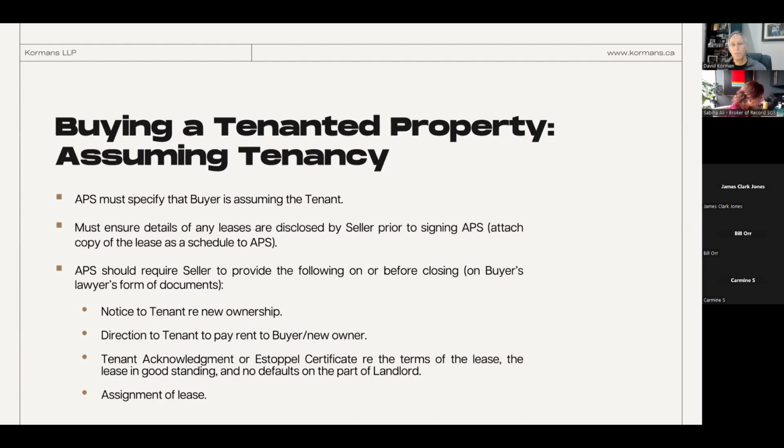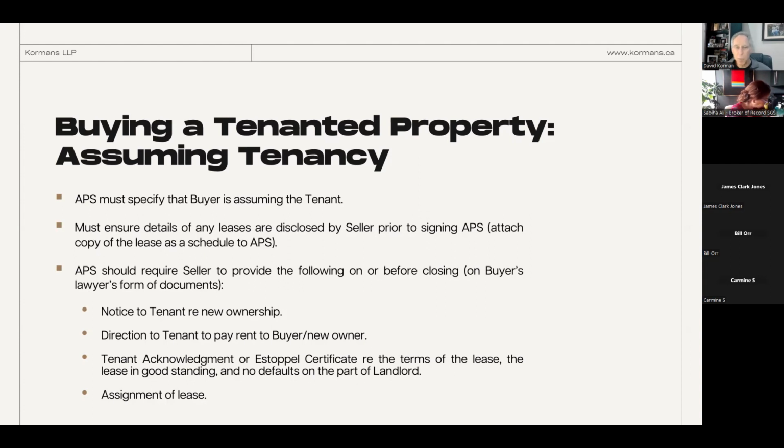The seller agrees to provide, as a closing document, notice to the tenant of the new ownership. The seller agrees to provide a direction to the tenant to pay future rent to the new buyer. A lot of times that document is done as one document instead of two. It might be a notice and direction to the tenant that says, dear Mr. Tenant, we closed on April 30th. The new landlord is Joe Smith. Here's his address. Here's where you send your checks and make all future payments to Joe Smith. He's your new landlord. A lot of times that's in one document.